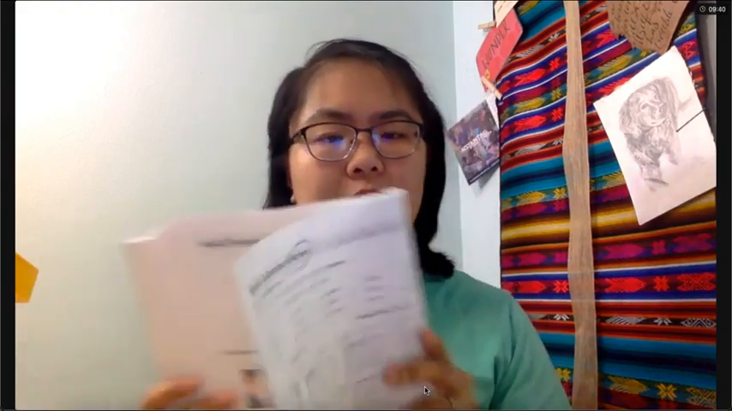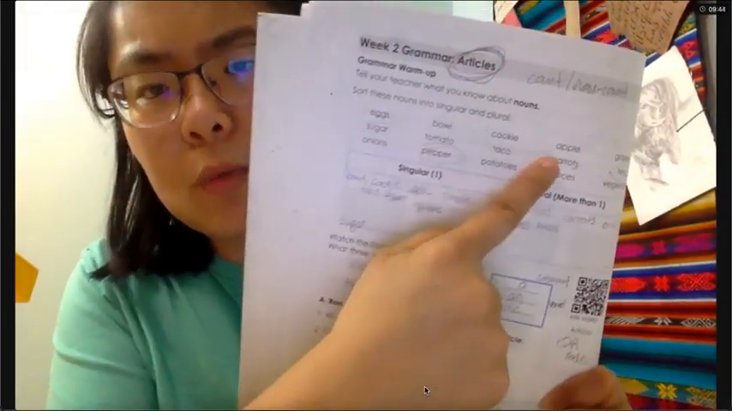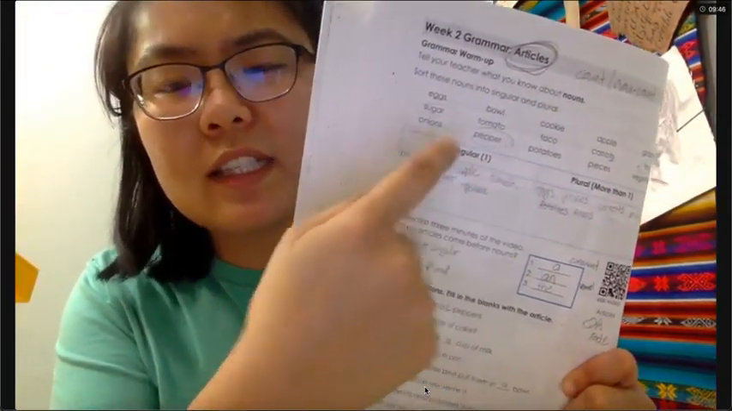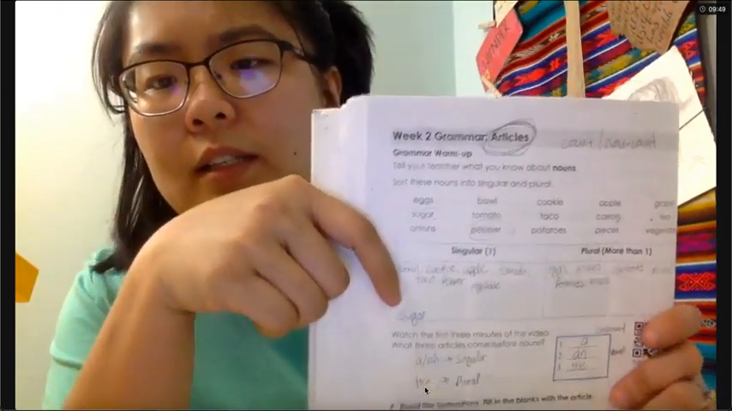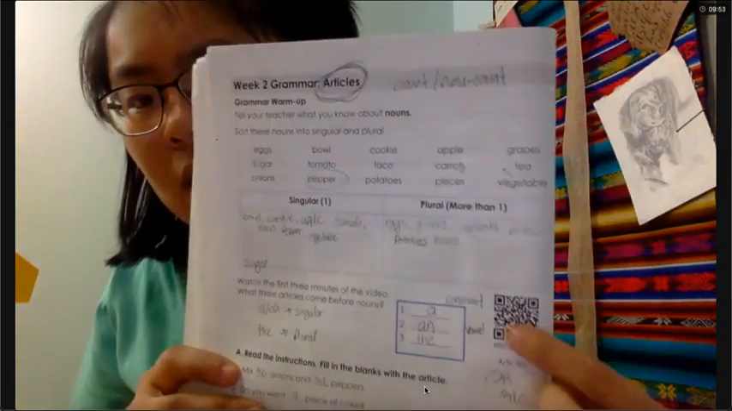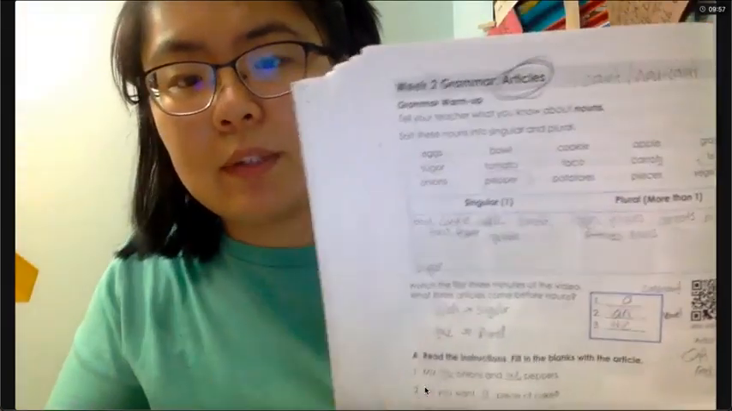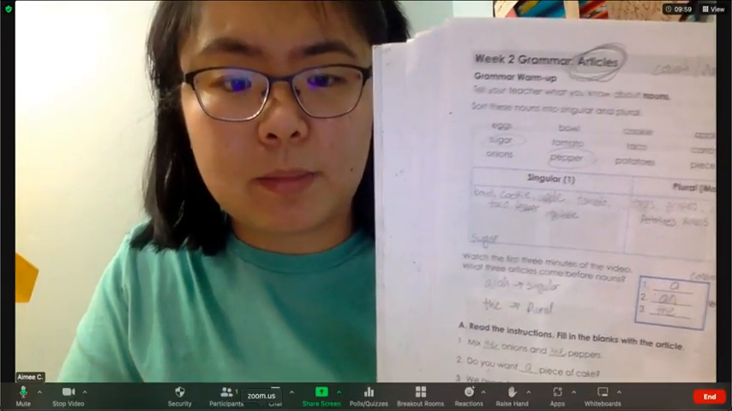All right, next we talked about articles. This is another part of grammar. These are words that go in front of nouns that tell us a bit more about them. So we have a, an, and the. There is a QR code that you can scan. Watch a video about articles. I will also put a link in the description.